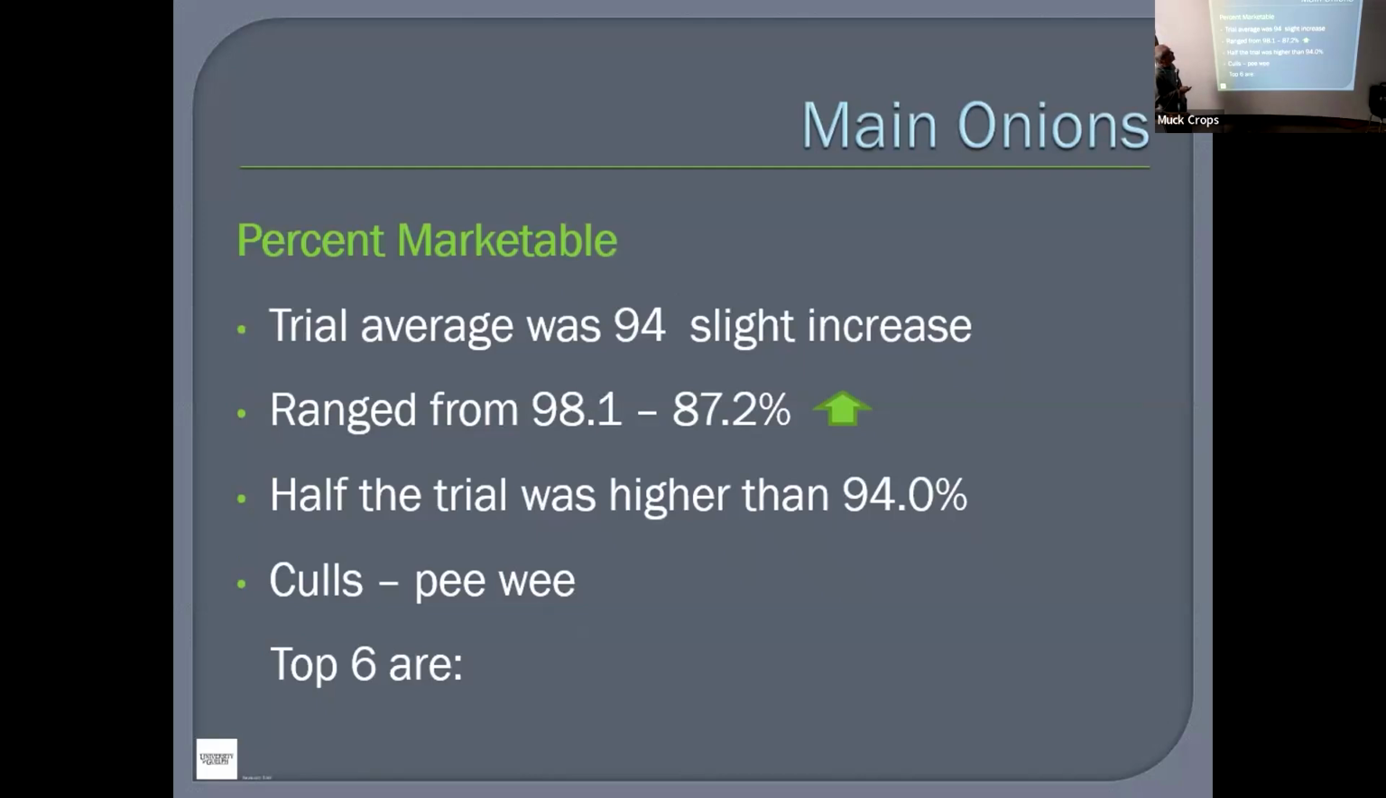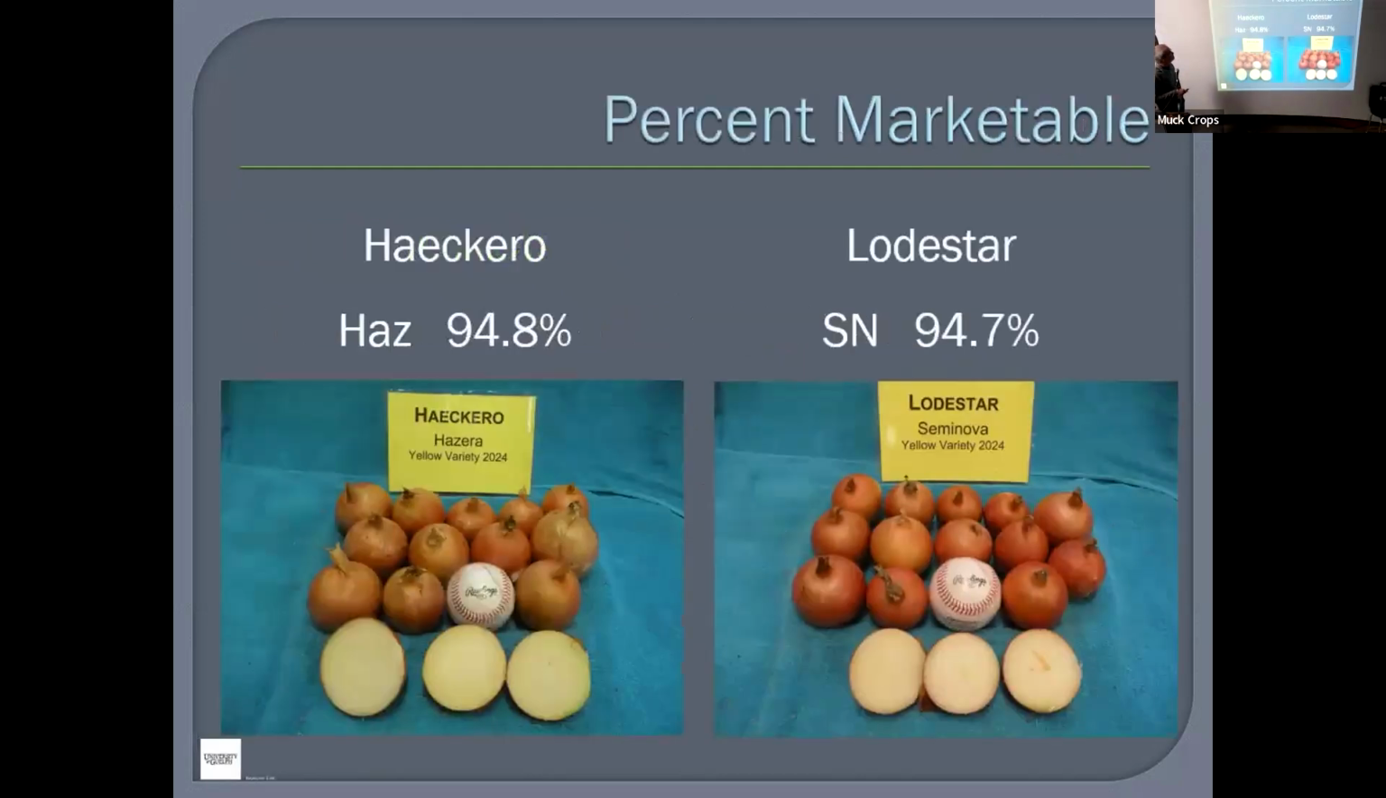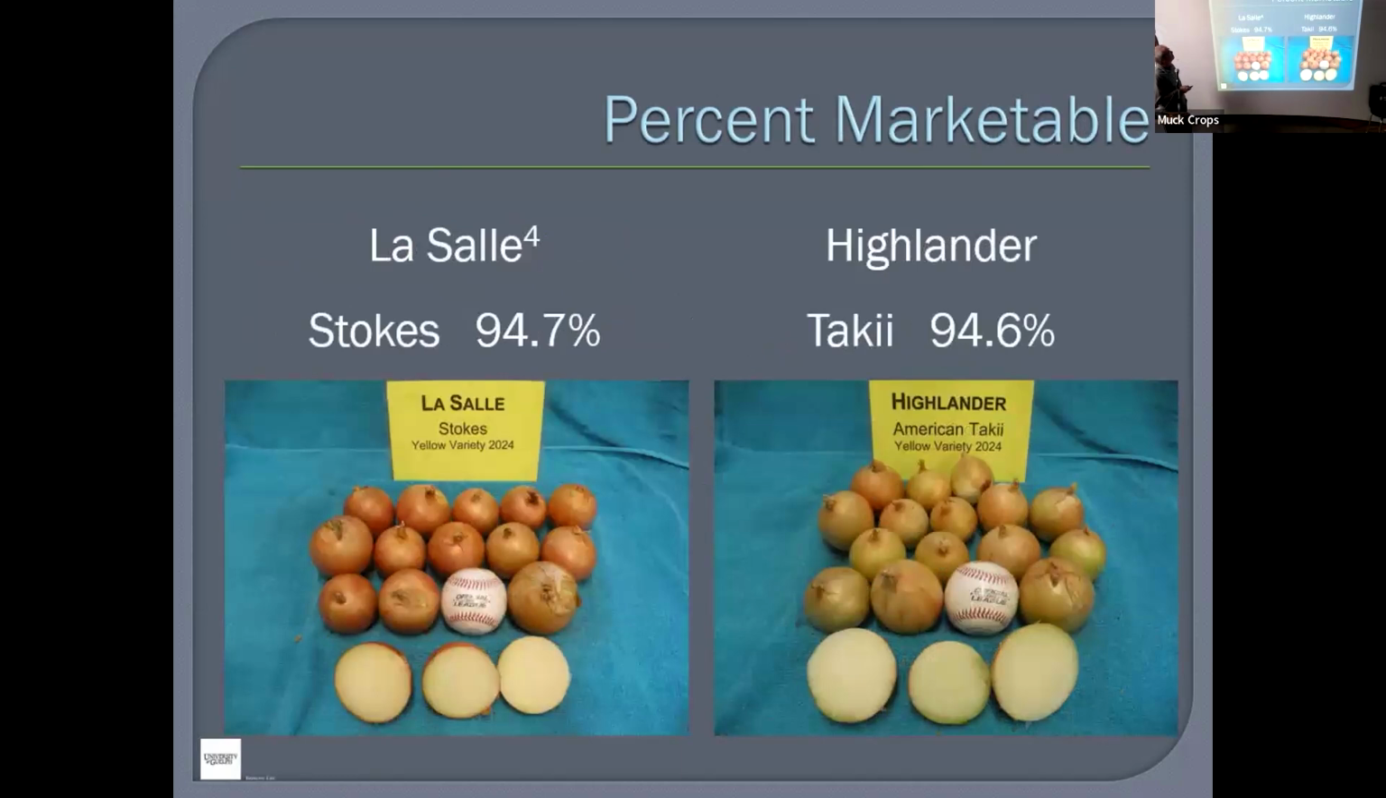And the 6 varieties that had the highest percent marketable: Parecchio from Herzera at 94.8, Lodestar from Seminova at 94.7. And this year we did something a little different. We put a hard ball in there to give you a bit of an idea for size-wise inside the trial. LaSalle from Stokes at 94.7, Highlander from Tacky at 94.6.